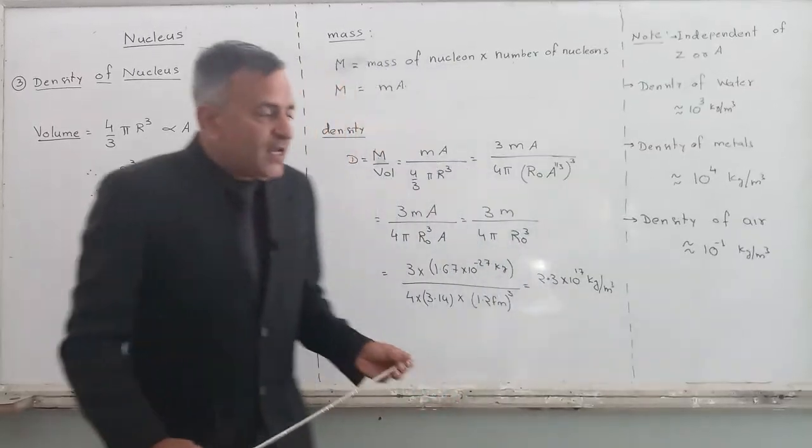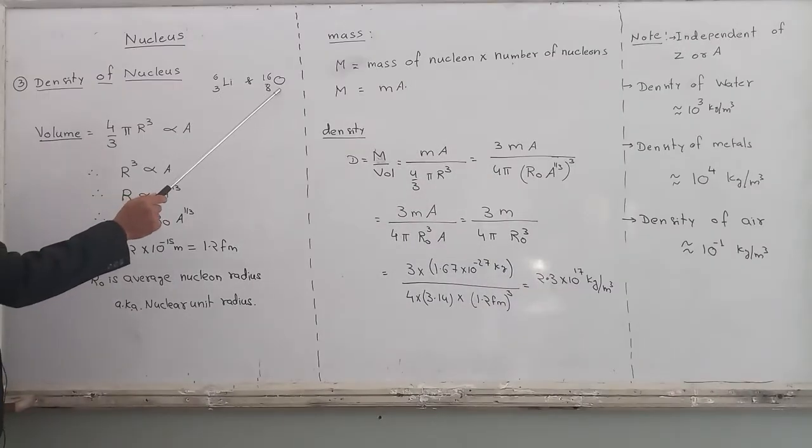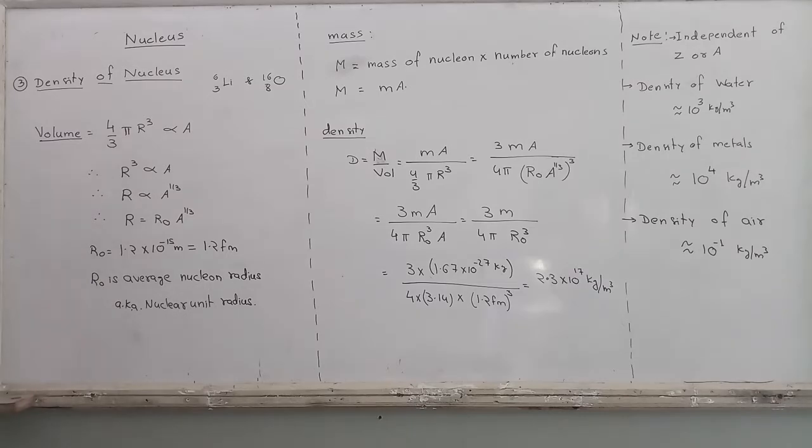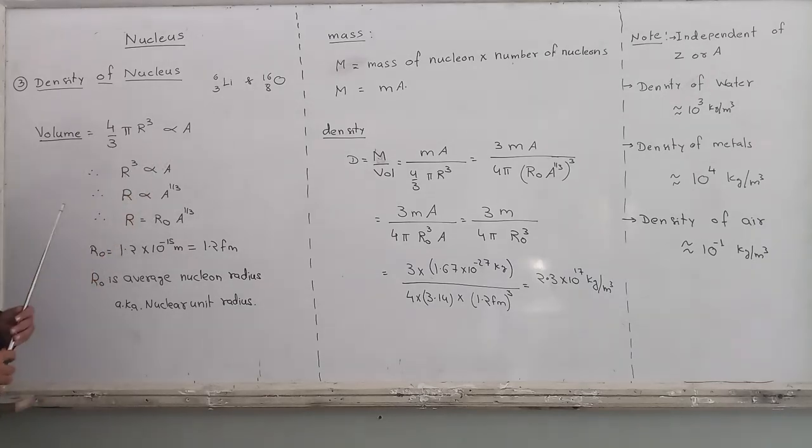Now compare these two nuclei of lithium and oxygen. Which of these two you think will have a larger volume? Obviously oxygen will have a larger volume. Why we think so? Because its mass number is greater. So the volume of a nucleus, that is this, is directly proportional to mass number. Greater is the mass number, greater will be the volume.